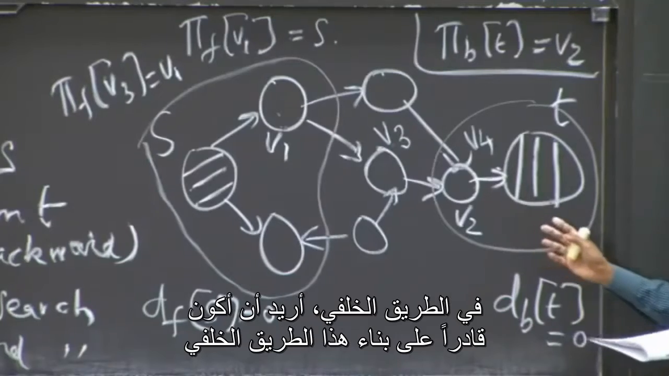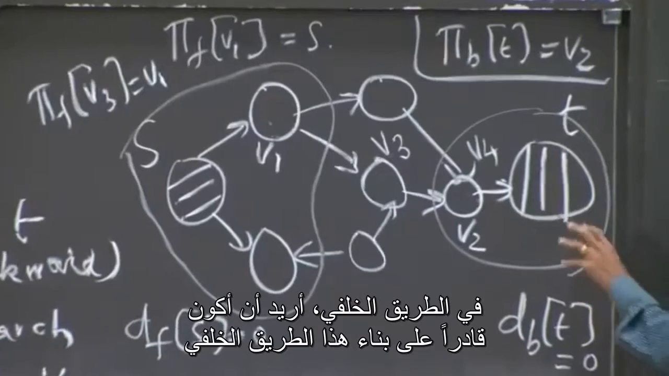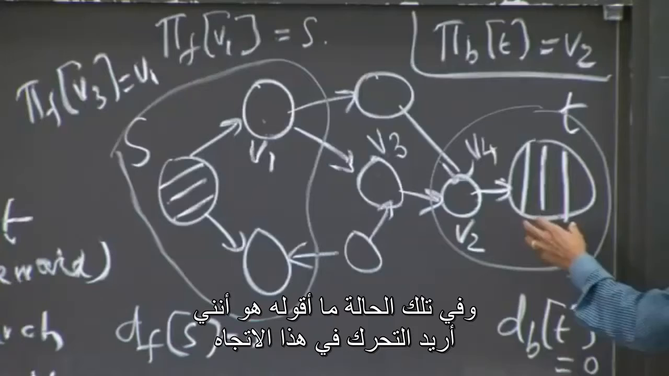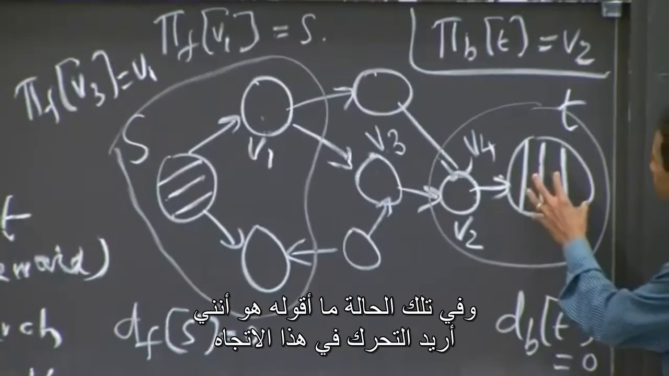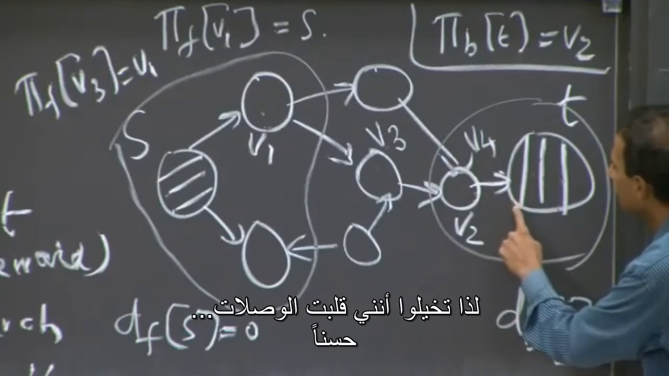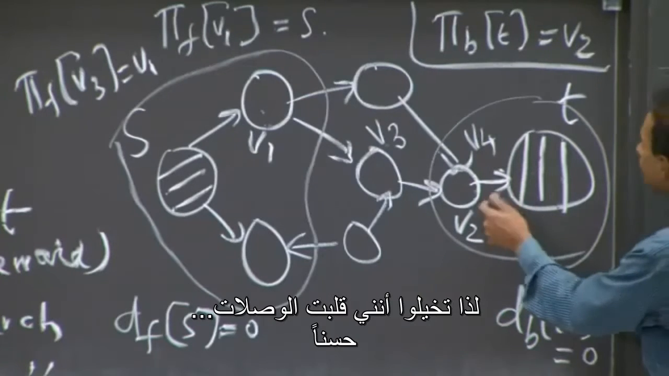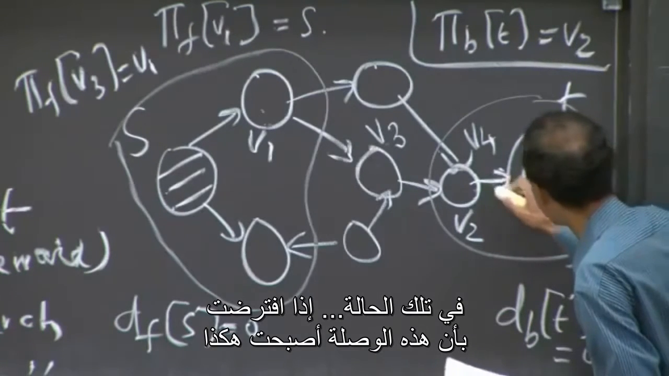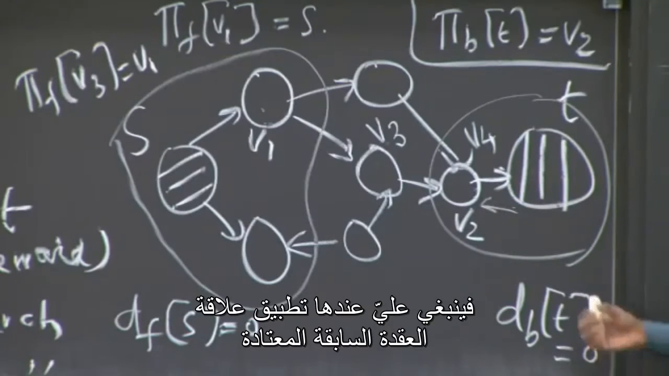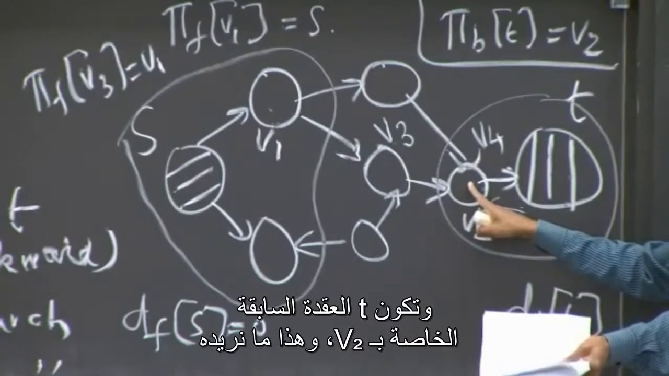In the backwards path, I want to be able to construct this backwards path. It's got to be the reverse of what I have, okay? And in that case, what I'm saying is that I want to move in this direction. So pretend that I've made the edges flip, okay? So in that case, if I pretend that this edge is like that, and if I just apply the regular predecessor relationship, then T is the predecessor of V2, and that's the point you're making, okay?